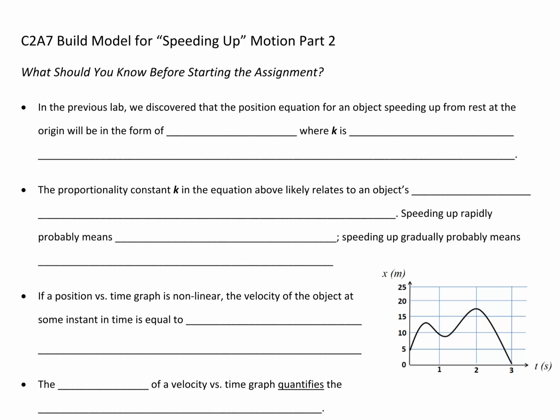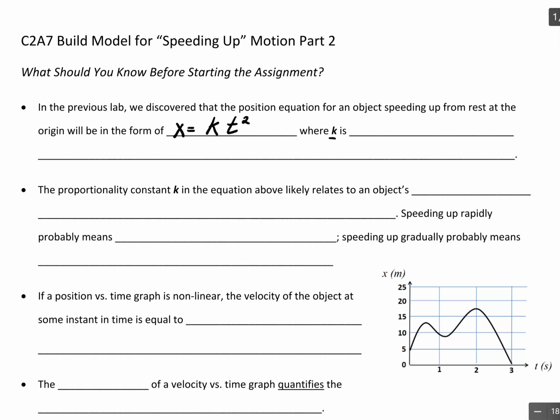We want to review some key points you need to know before you start working on part 2 of this two-part assignment, where we want to build a motion model for speeding up motion. Let's get started. In the previous lab, we discovered that the position equation for an object speeding up from rest at an origin will be in the form of future position equals some constant of proportionality times t squared.